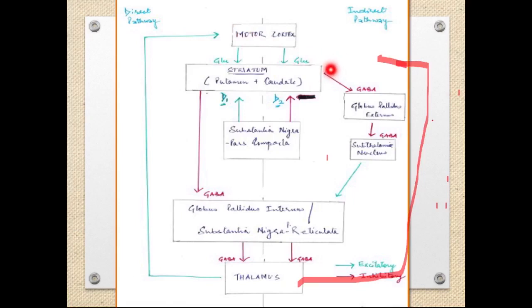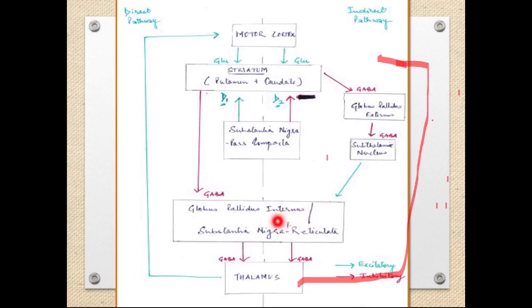So there are 3 positive and 3 negative in this indirect pathway. Two will cancel each other out. If we focus just up to this part, these two are cancelling each other out. So what is the ultimate effect up to this point? It is excitatory. So the globus pallidus internus neurons are getting excited by this pathway.